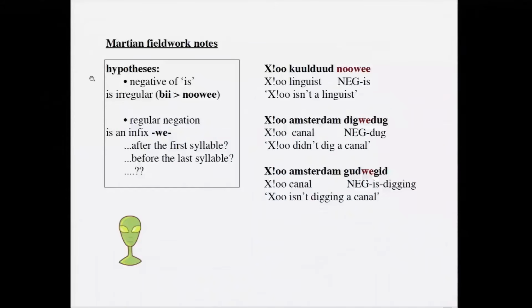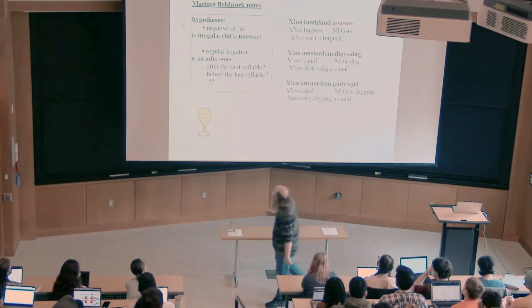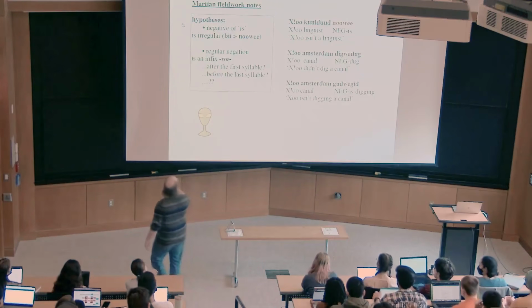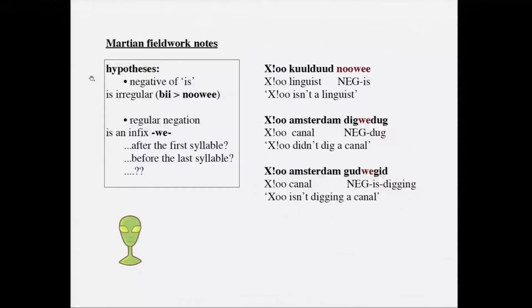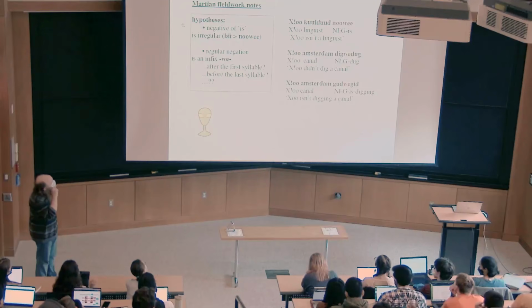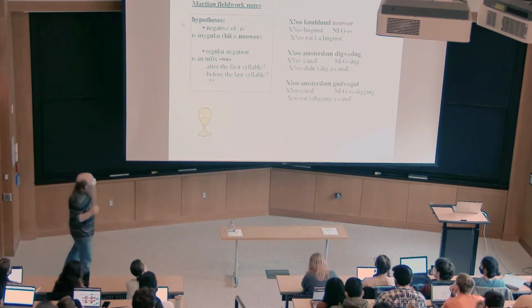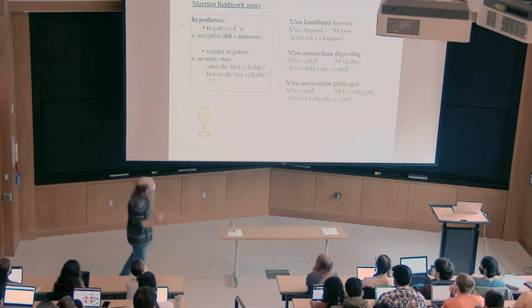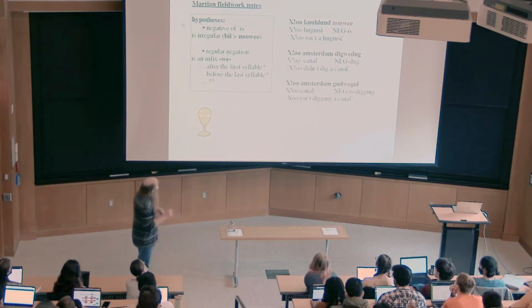So the hypothesis I came up with on the basis of these facts looks as though the negative of is just irregular, so be is, but no way is not. Those don't look related to each other at all, so that just looks like an irregular correspondence. But digdug changed to digwedug, and goodgid changed to goodwegid, and that makes me think, okay, there's a we that goes in the middle of those words somewhere. So for digdug, we got digwedug, and for goodgid, we got goodwegid.